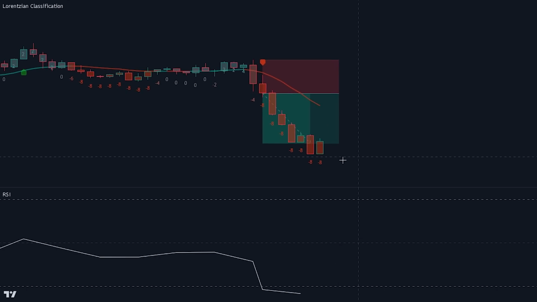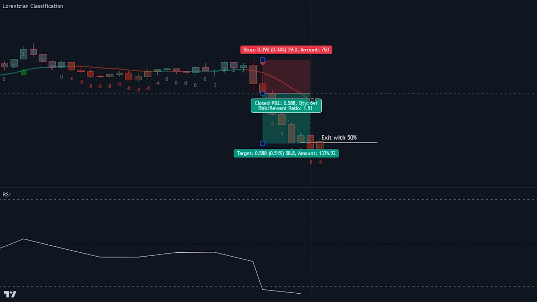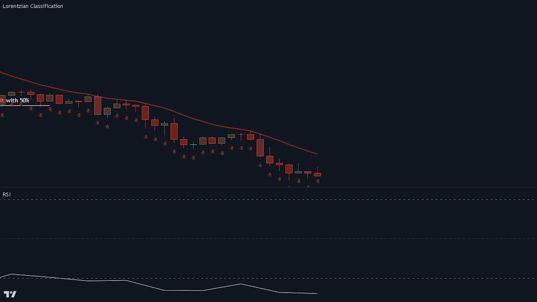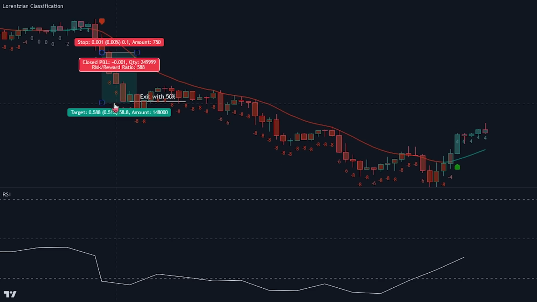As you can see here, the take profit has been met. This means that we can now move the stop loss to break even. We will now exit with the rest of the position once the kernel line switches trends. Here we see that the kernel line turned green. This means that we will exit the position here.